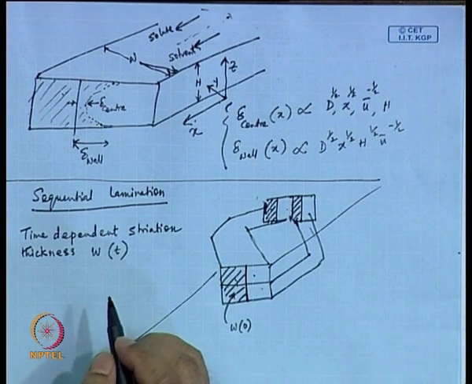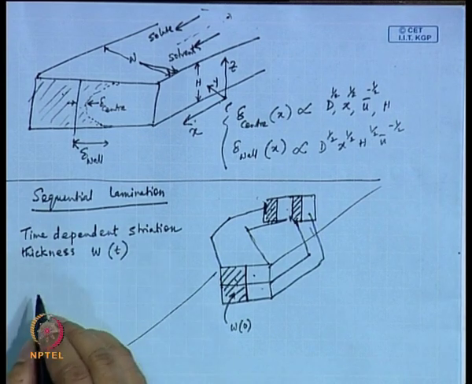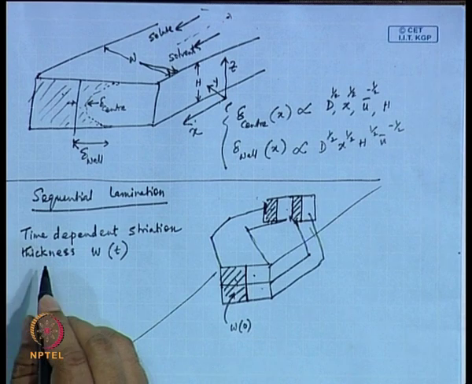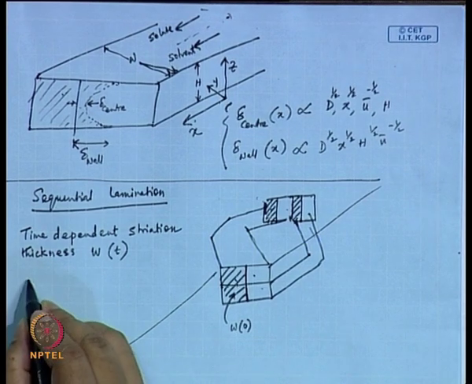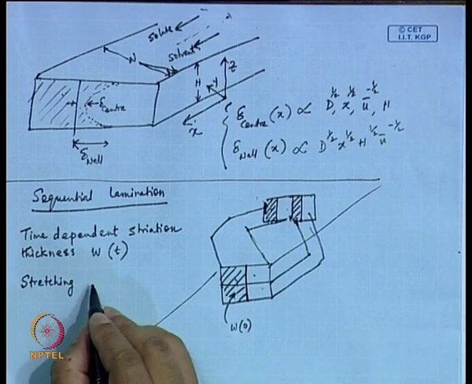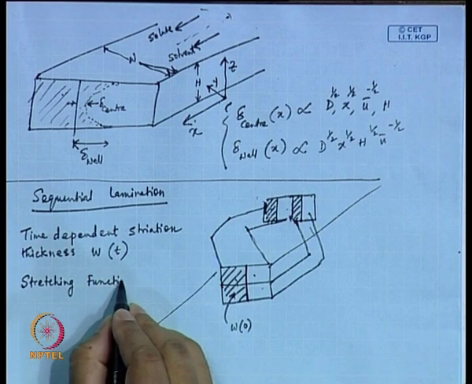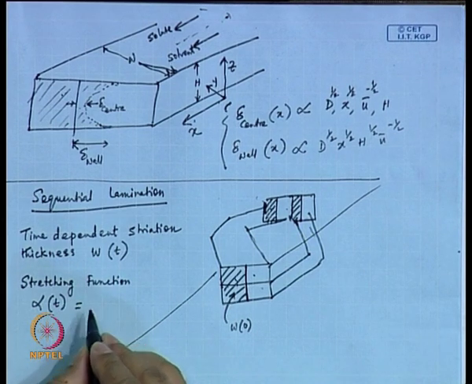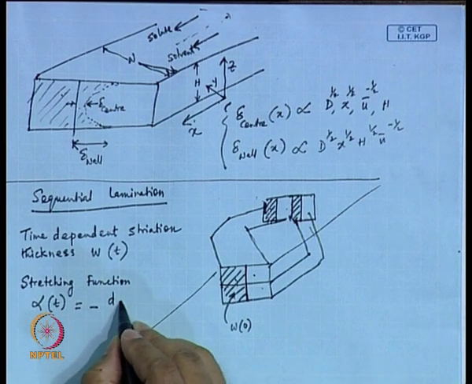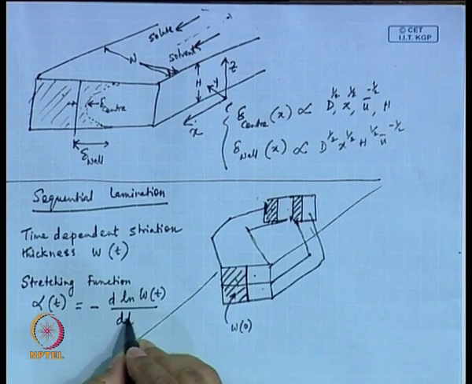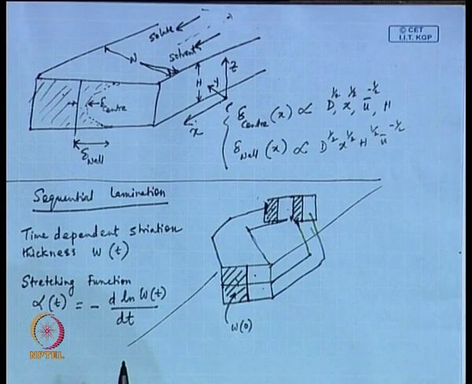What I am going to do next is define something called a stretching function, which I will call alpha t, and this alpha t is equal to minus d ln W_T by dt. This is what I call the stretching function. That is how this is defined.